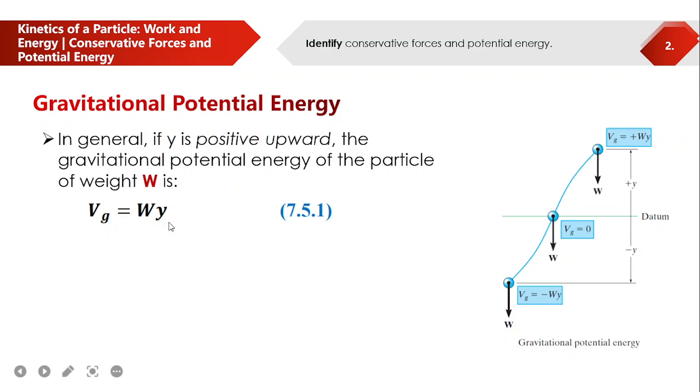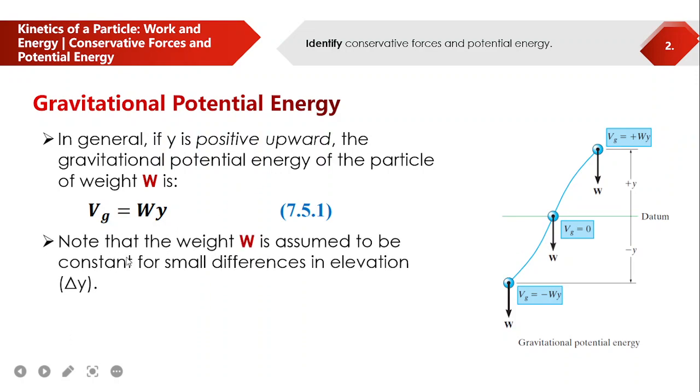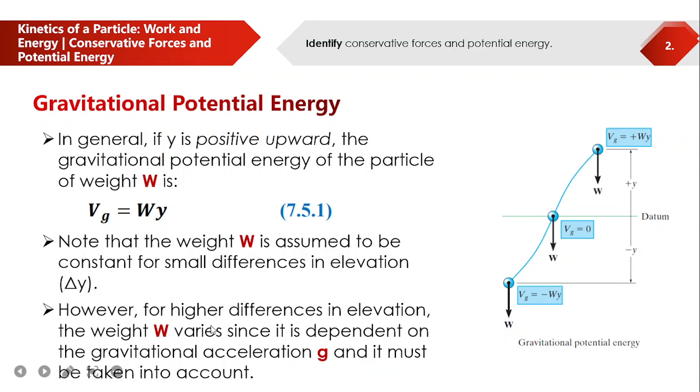Work of the weight times y. Note that the weight is assumed to be constant for small differences in elevation, delta y. However, for higher differences in elevation, the weight W varies since it is dependent on the gravitational acceleration g, and it must be taken into account.